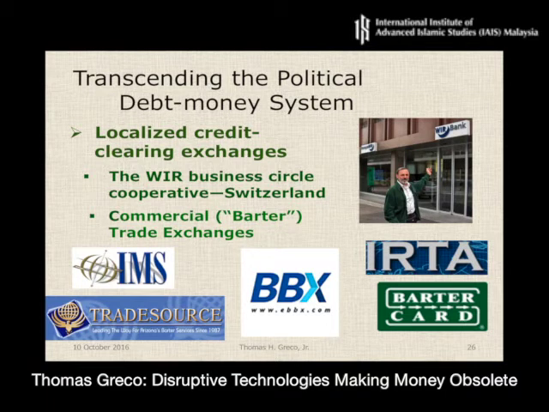BBX, whose logo I show on the slide, is actually one that you have right here in Malaysia. It's run by a friend of mine, Dr. Lee. She claims that they have 30,000 business members in 11 different countries as part of this credit clearing trade exchange. The IRTA is the International Reciprocal Trade Association. It's the trade association for commercial barter companies or trade exchanges. Now, what they do, of course, is not barter, it's credit clearing.